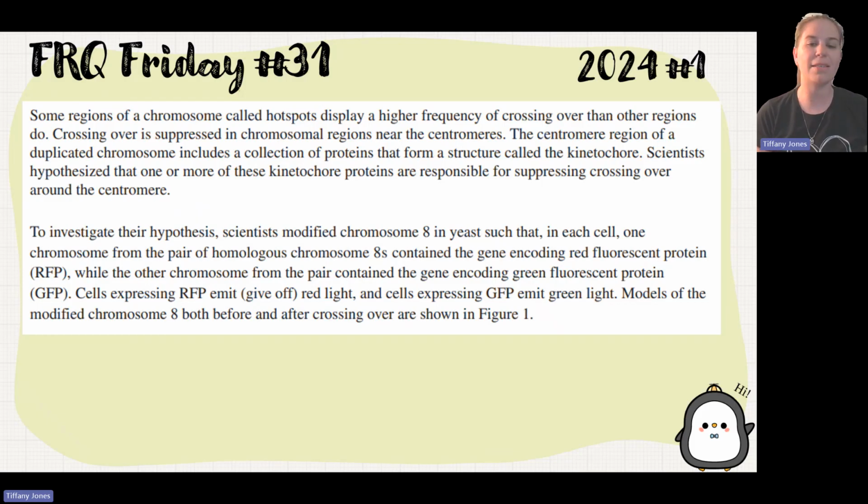To investigate their hypothesis, scientists modified chromosome 8 in yeast such that in each cell, one chromosome of a pair of homologous chromosome 8s contained the gene encoding red fluorescent protein, while the other of the pair contained the green fluorescent protein. Cells expressing the red fluorescent protein emit red light, while the cells expressing the green fluorescent protein emit green light. And we have models of chromosome 8 both before and after crossing over in our given figure.